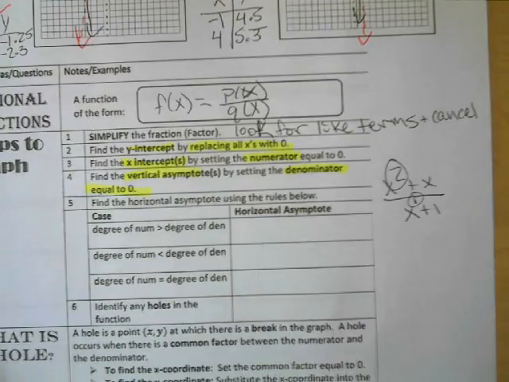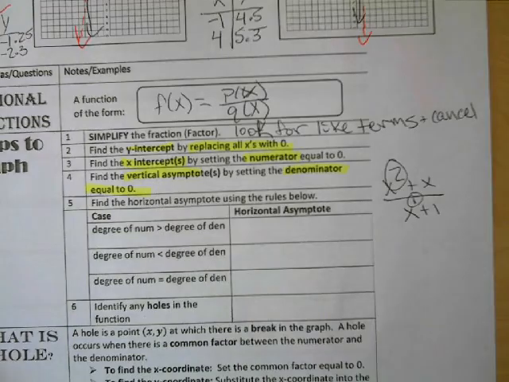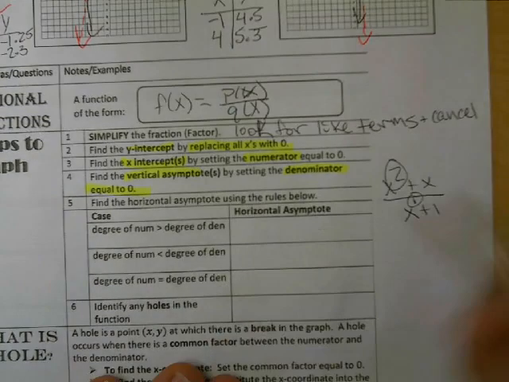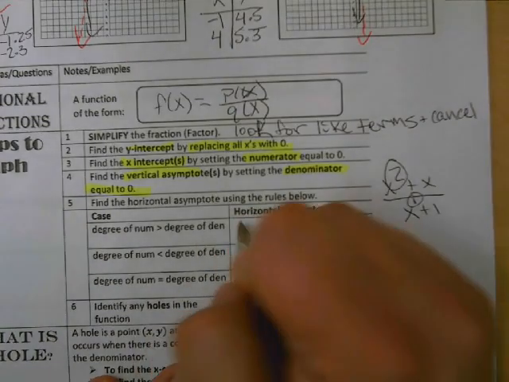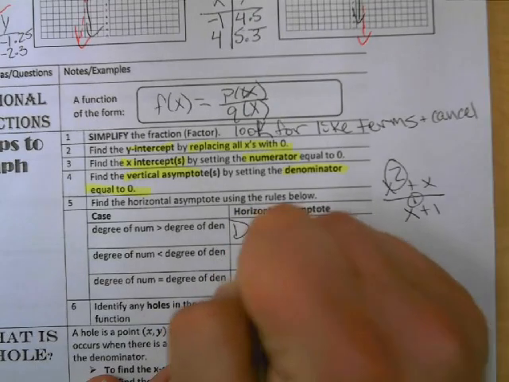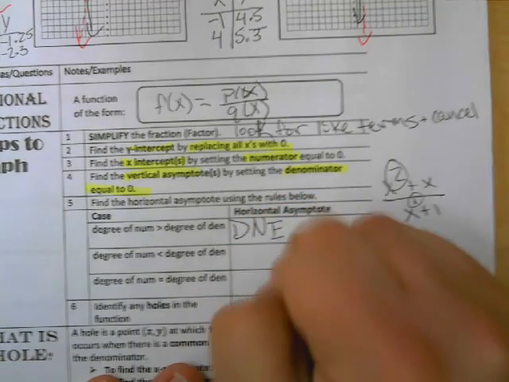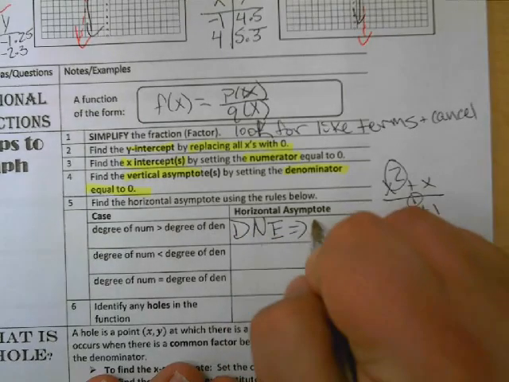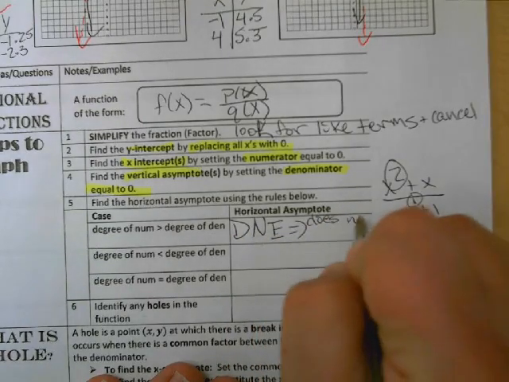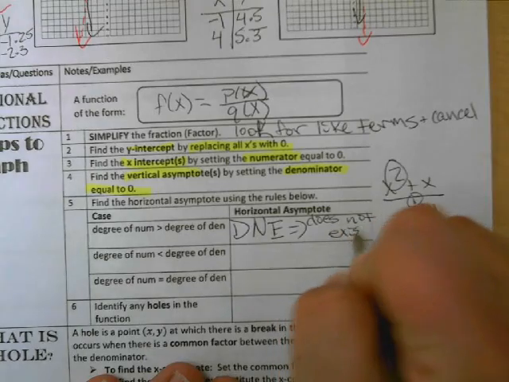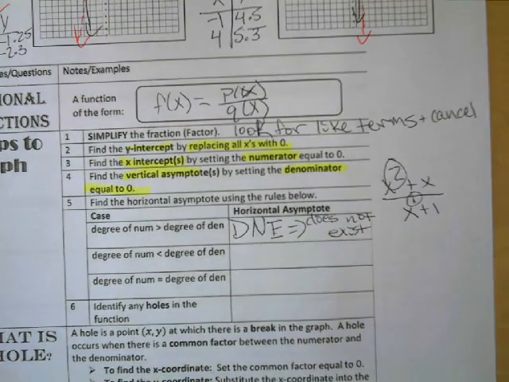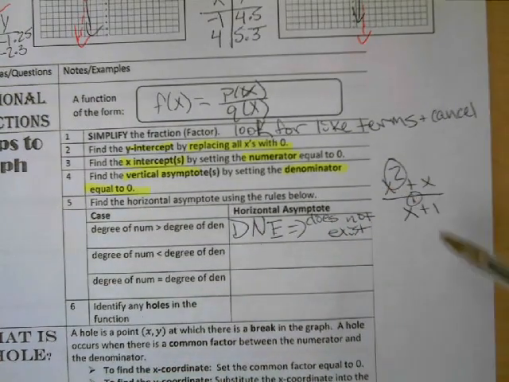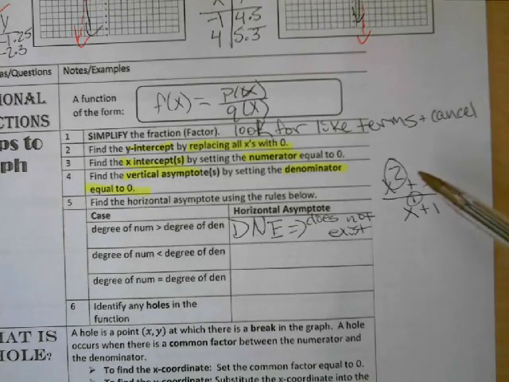So when the degree of the numerator is greater than the degree of the denominator, the horizontal asymptote does not exist. That's DNE, which just means does not exist. Like the one he just gave you on the side, x squared over x to the first. That one had more x's in the top, so you say it does not exist.